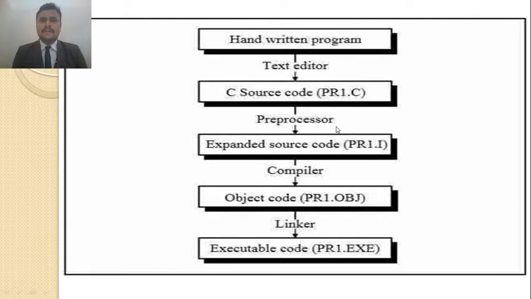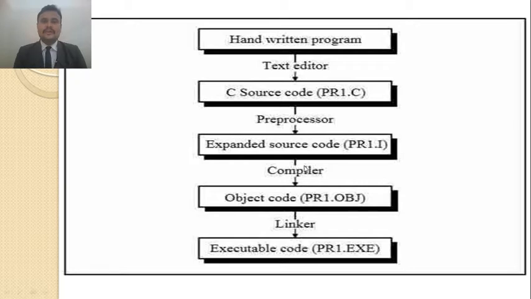Here the preprocessor is one of the tools that processes a C program before passing it to the next tool, the compiler. That's why its name is preprocessor. The output of the C preprocessor is expandable source code, which always has the extension .i, for example pr1.i.